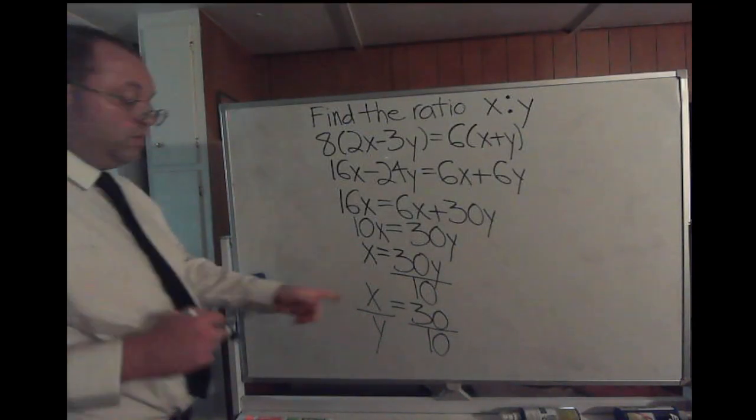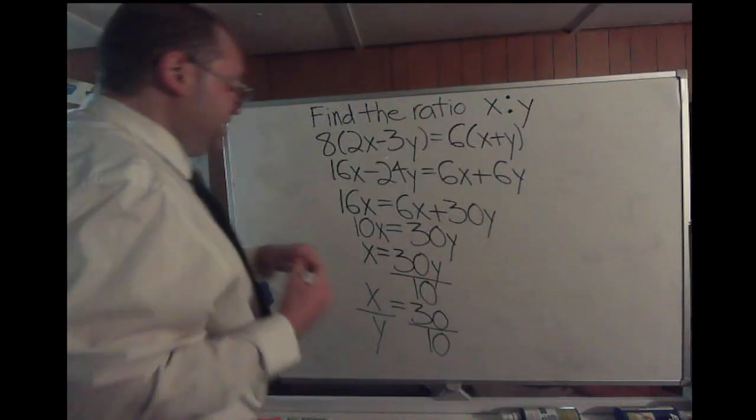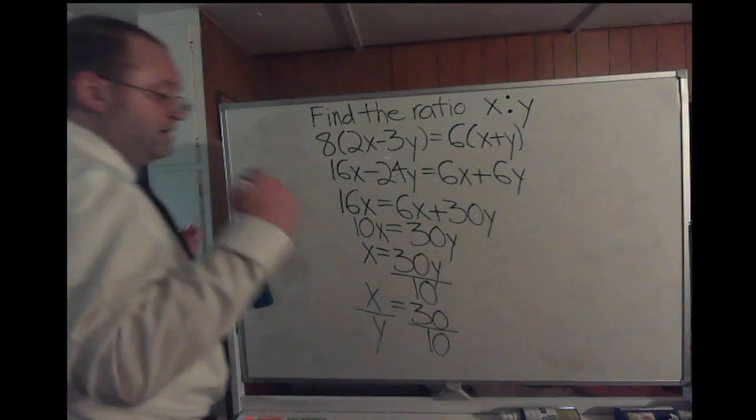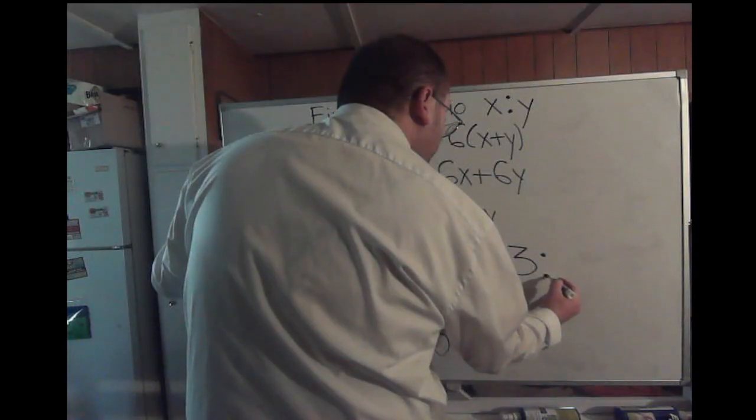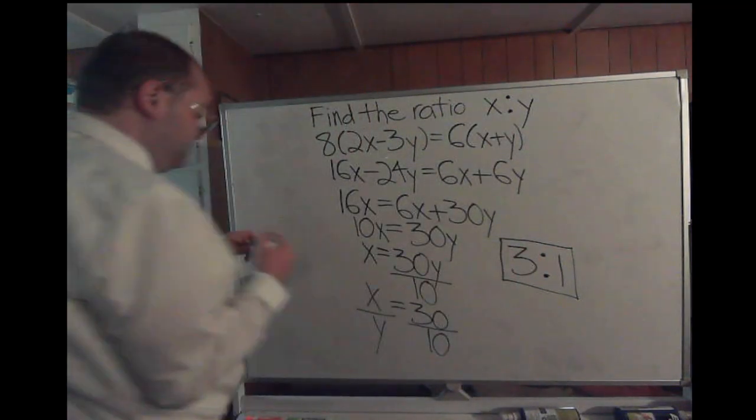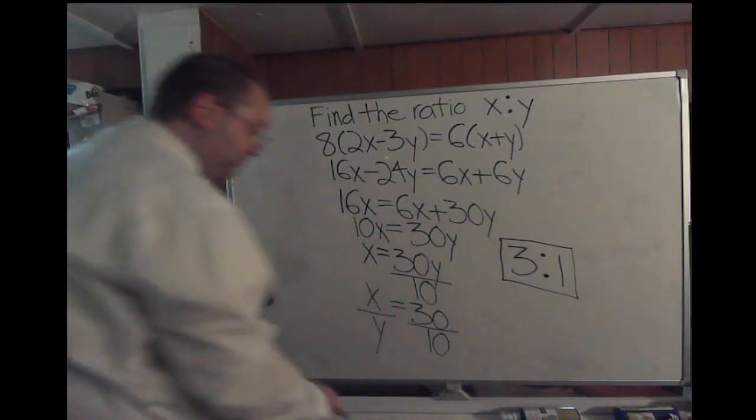Well, x over y, that's x to y as we're seeking. That's equal to 30 over 10. Well, 30 divided by 10, that's 3. In other words, they'd be in the ratio 3 to 1. So the ratio of x to y is 3 to 1.